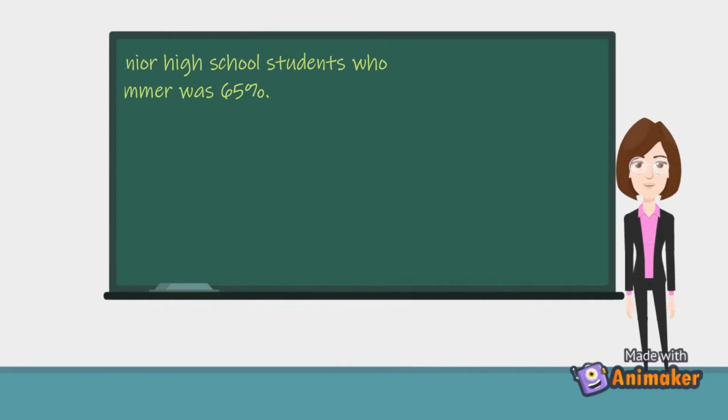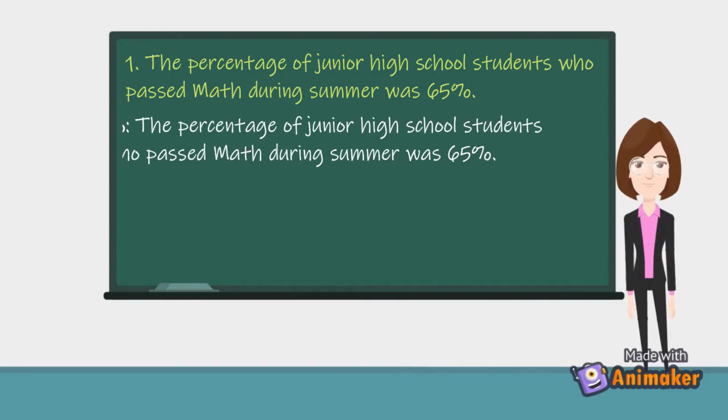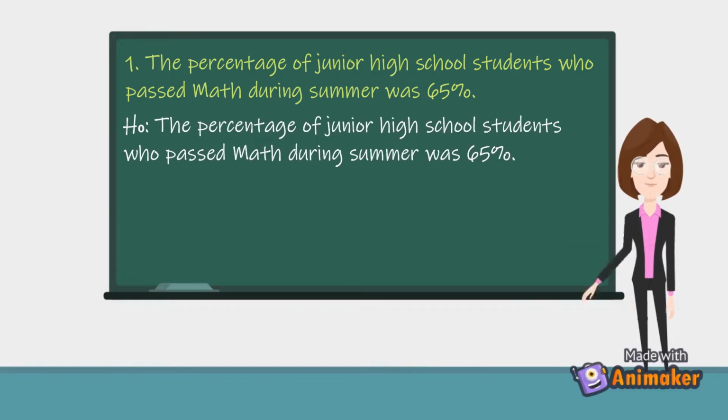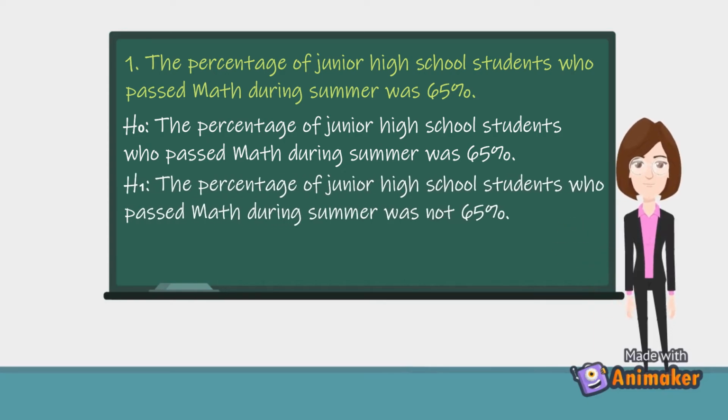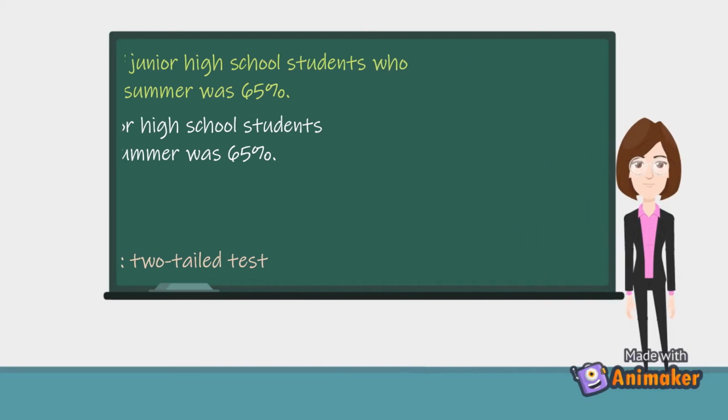The percentage of junior high school students who passed math during summer was 65%. The null hypothesis is the percentage of junior high school students who passed math during summer was 65%. The alternative is the percentage of junior high school students who passed math during summer was not 65%. The alternative hypothesis is non-directional. Therefore, the type of test to be used in this situation is two-tailed.